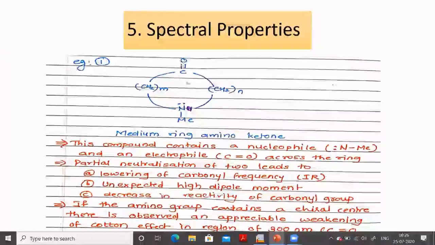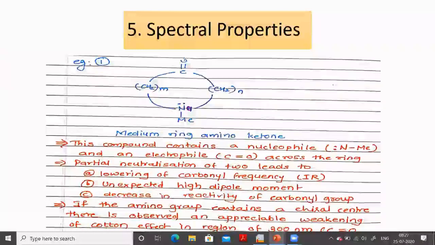But when you have the carbonyl frequency, as we have already said, this carbonyl is involved in the interaction with this nitrogen. So definitely that carbonyl frequency will disappear. We will not get the appreciable Cotton effect at 300 nanometers. Rather, there is appreciable weakening of the Cotton effect.